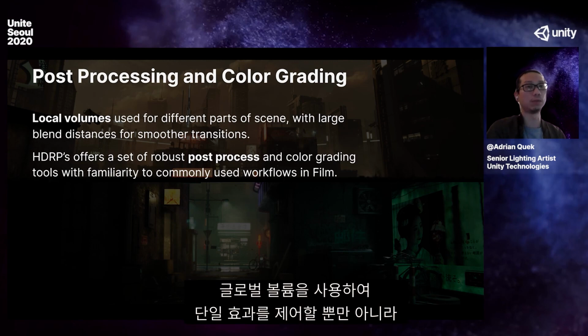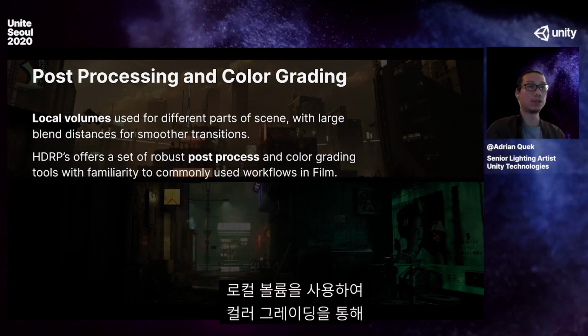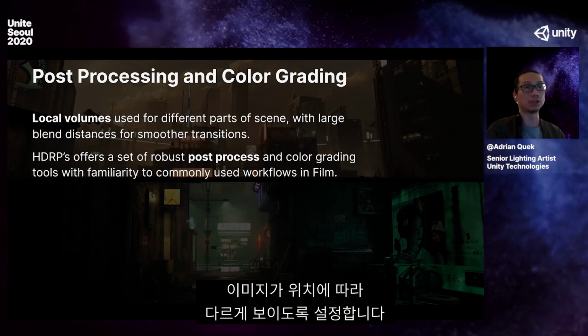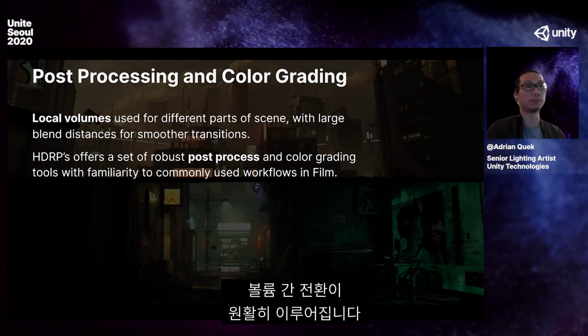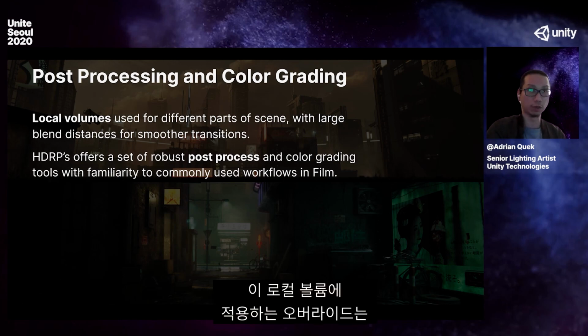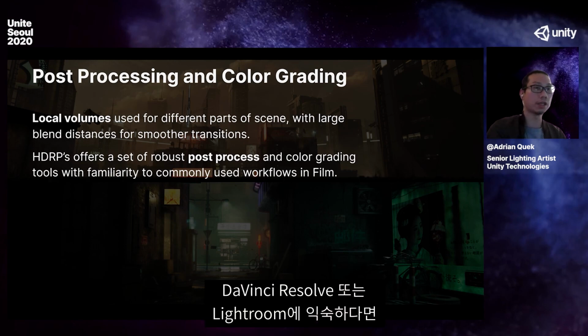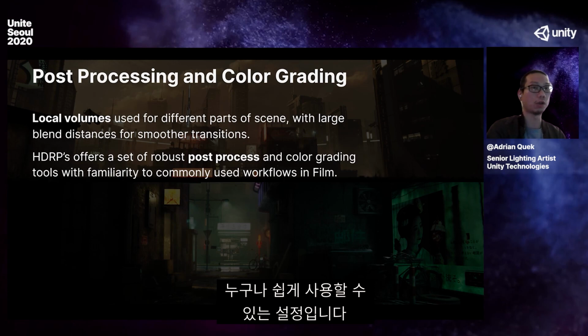In addition to using global volumes to control scene-wide effects, we use local volumes to specify how we want the image to look at different places through color grading. These local volumes contain a set of blend distance options so that the transition of moving from one volume to another is smooth. The kind of overrides we put on these local volumes are settings that anyone who may be familiar with DaVinci Resolve or Lightroom will find easy to get into.